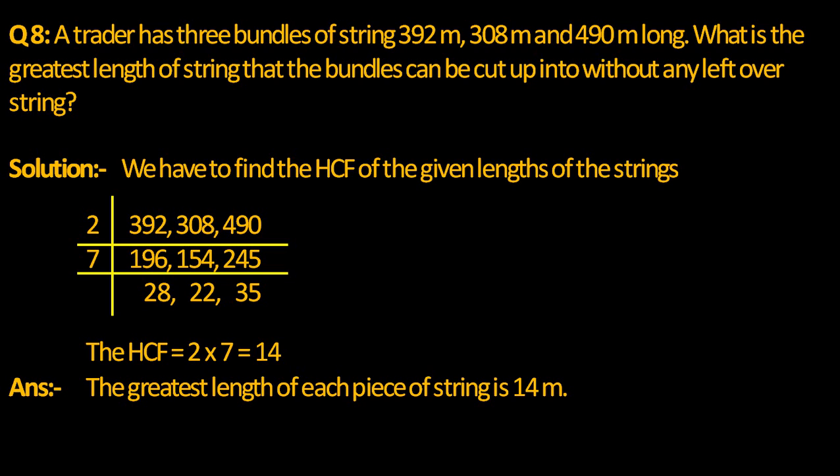Now the next line we have 196, 154, 245. Here 7 is the common factor. 7 twenty-eights are 196. 7 twenty-twos are 154. 7 thirty-fives are 245. 28, 22, 35. Now nothing is common. So the HCF is 2 into 7, which is equal to 14. The greatest length of each piece of the string is 14 meter.